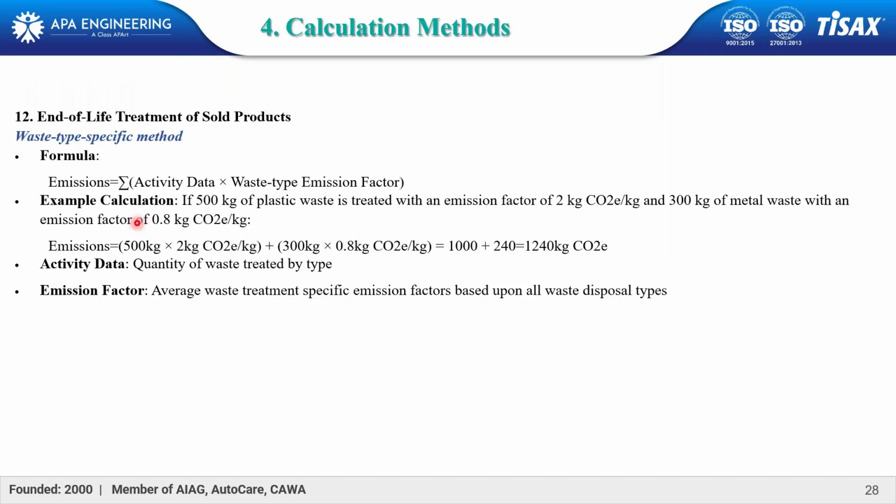The 12th category will be the end of life treatment of the sold products. So this method calculates the emission based on the disposal method and the material type of the products. So if a plastic waste is treated with an emission factor of 2 kg of carbon dioxide emitted, and it also has 300 kg of metal waste with an emission factor of 0.8, the emission would be the sum of both these multiplied factors, which is 1240 kgs of carbon dioxide emitted in this case.